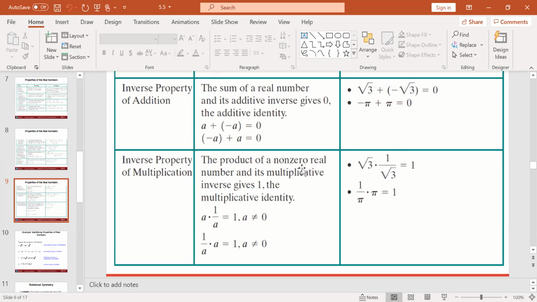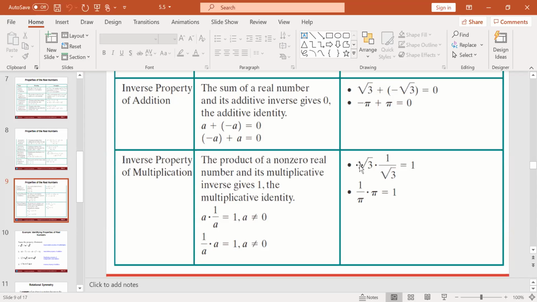So same thing here, there's an inverse property of multiplication. Now, instead of multiplying by a value to get it to 0, now we want to multiply by a value to get it to 1, to uno, which again is the identity property for multiplication. So if you have some number a, you multiply it by its reciprocal, 1 over that value. And we've talked about the reciprocal already.